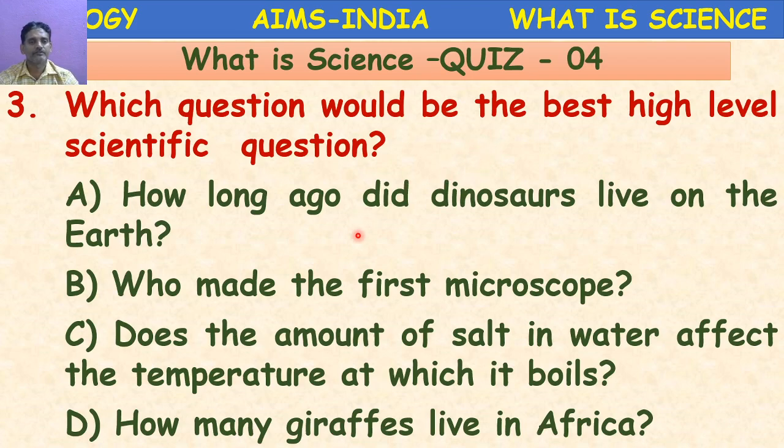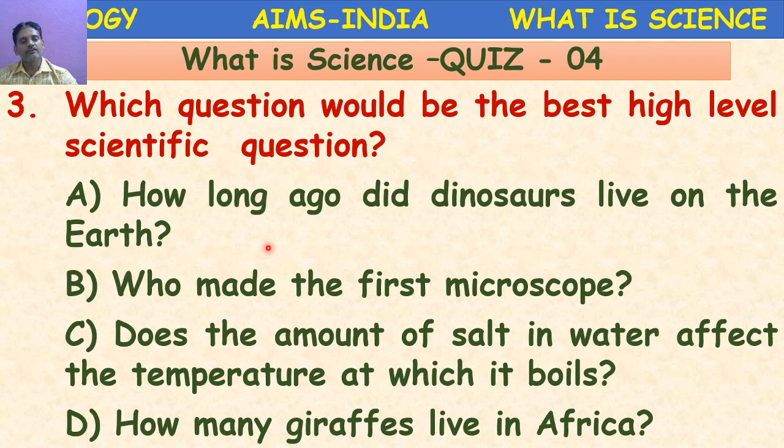You have to analyze. So let us analyze. How long ago did dinosaurs live on the earth? Some thousand or millions of years ago. You can predict it. Easy. Next, who made the first microscope? Which is already done. Some Anton van Leeuwenhoek. You can easily say who made the first microscope.